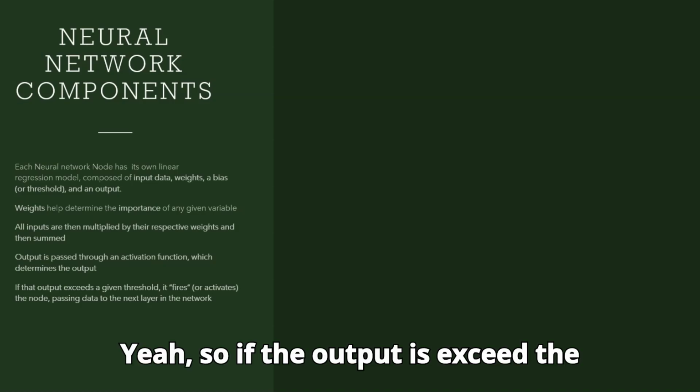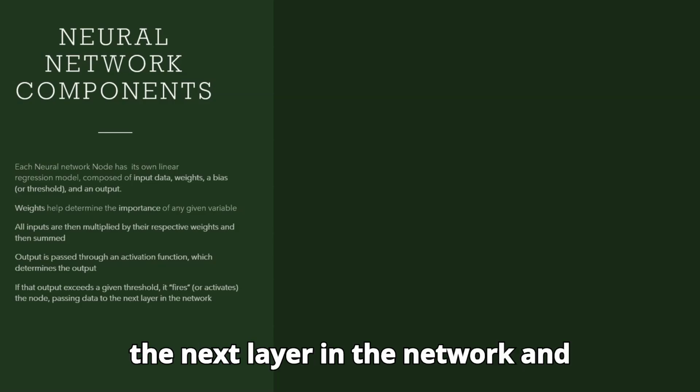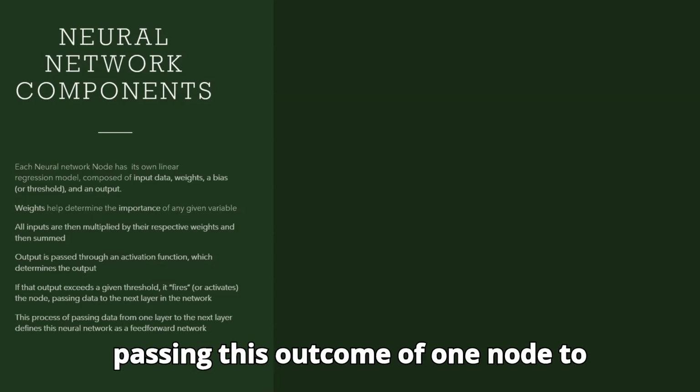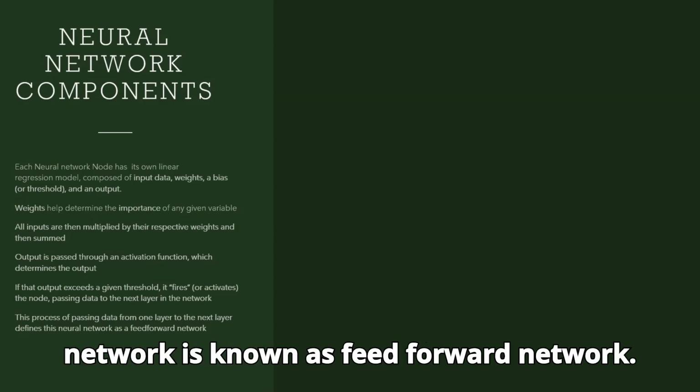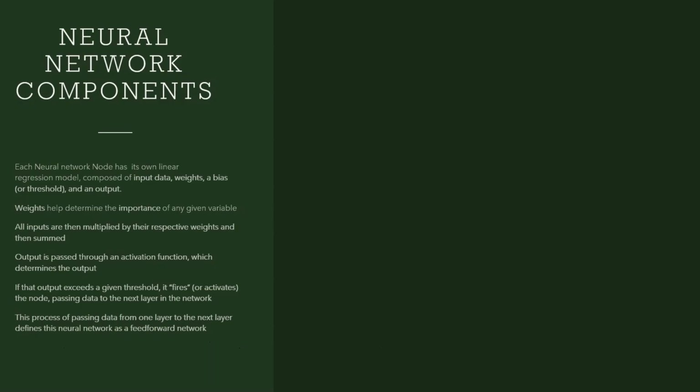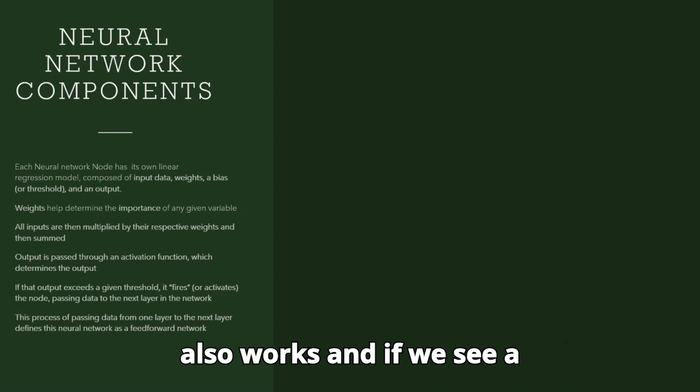That's determined by the activation function by comparing against the threshold or bias value. If the output exceeds the threshold value, this node passes to the next layer in the network. Passing the outcome of one node to the next node or layer is known as a feed-forward network. This is the same way our human brain works.